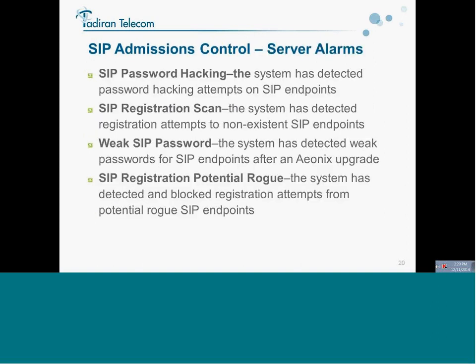And we have become much more aware of hacking the system. So we have new alarms in the system that will tell you when there's a SIP password hacking attempt, or that the system has detected a registration attempt to non-existent SIP endpoints, or that there's still a weak SIP password in the system that you should take care of, or there was a SIP registration potential rogue, and that the system has detected and blocked the registration attempts from potential rogue SIP endpoints.